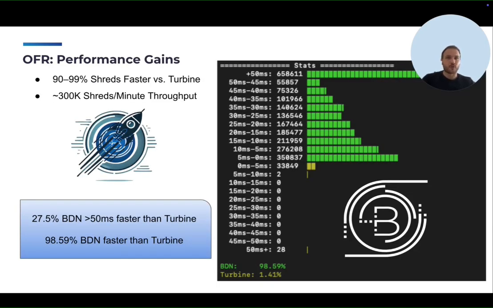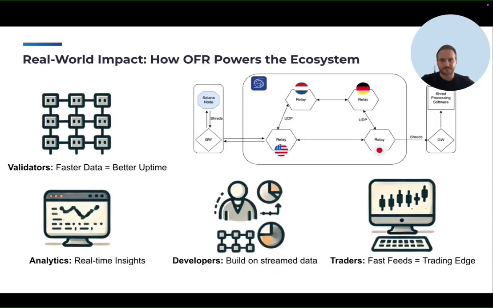And if we look at the actual performance of this relative to turbine propagation, if we just look at receiving shreds through off-air versus receiving shreds through turbine, we see that in virtually 99% of cases, you're going to see a shred first through off-air than you would through turbine, and often significantly quicker. So almost 30% of the time, not only will you see it first through off-air, but you're going to receive it more than 50 milliseconds faster than you would through default turbine propagation.